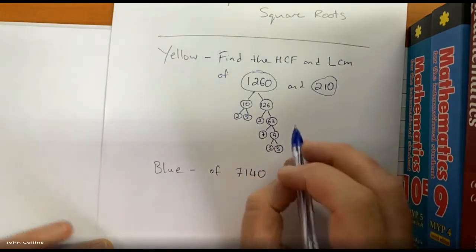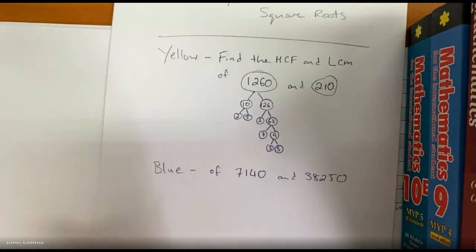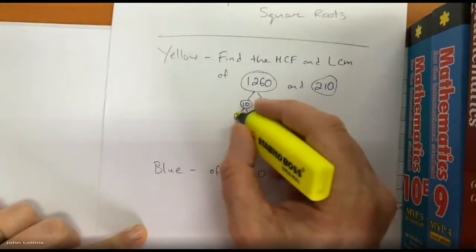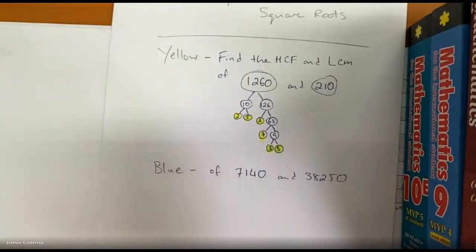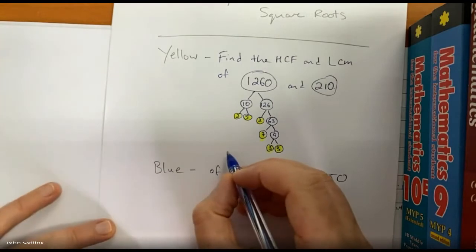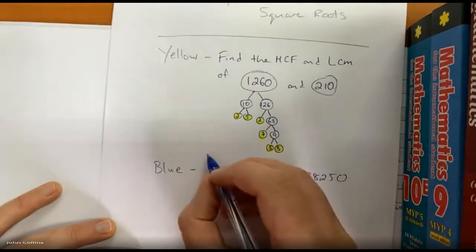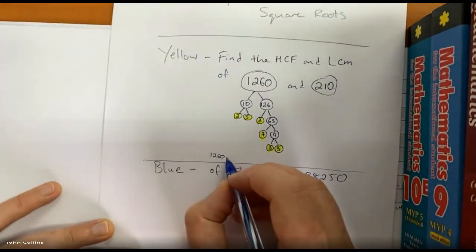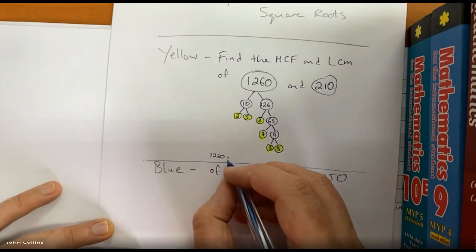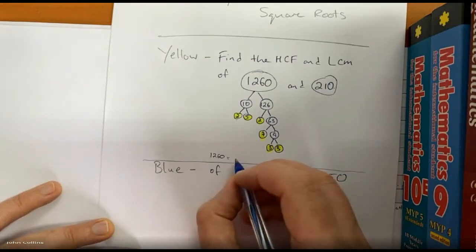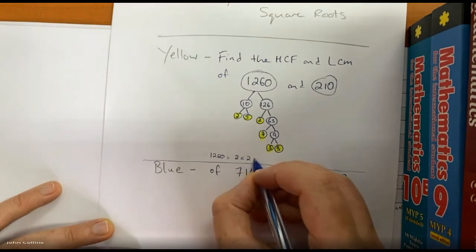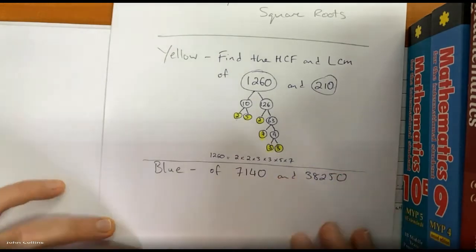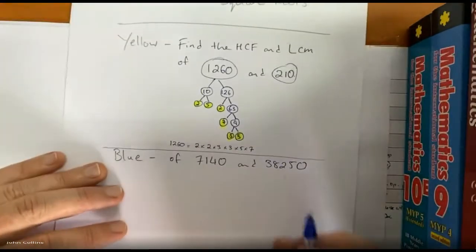So let's just double check that they're all prime numbers at the end. Yes, that's prime, prime, prime, prime, prime, and prime. Okay, so they're all prime. All right, I'm just going to write out that final multiplication in order. So 1260 can be written as 2 times 2 times 3 times 3 times 5 times 7. Okay, so that's 1260, prime factor treed.